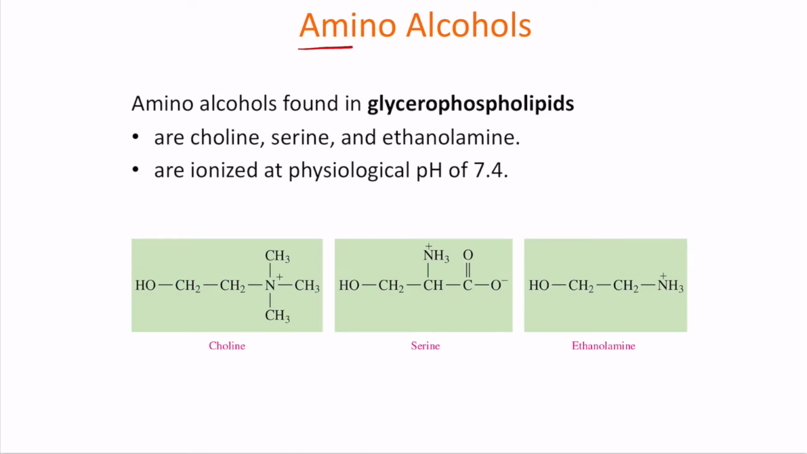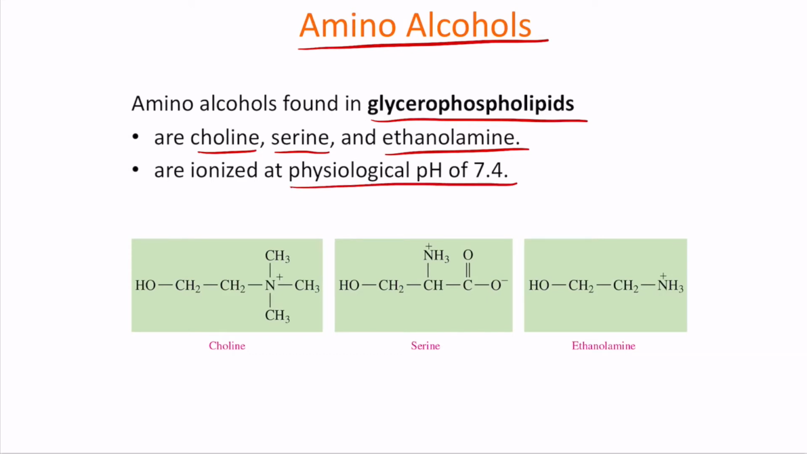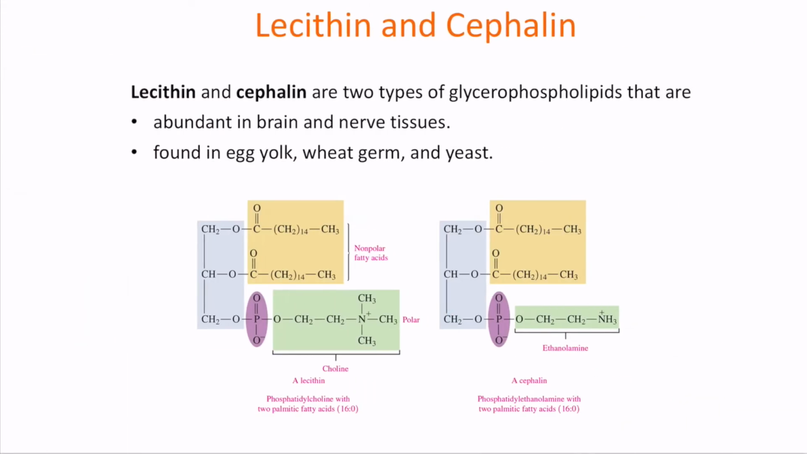So what are amino alcohols? Amino alcohols are generally what are found in glycerophospholipids. There are 3 of them: choline, serine, and ethanolamine. These can be ionized at a physiological pH of 7.4. So these are the structures of the 3 amino alcohols.